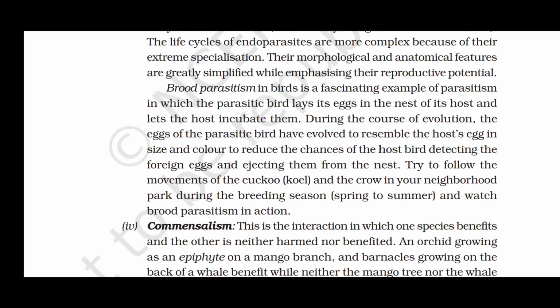Try to follow the movements of the cuckoo, koel, and the crow in your neighborhood park during the breeding season, spring to summer, and watch brood parasitism in action.